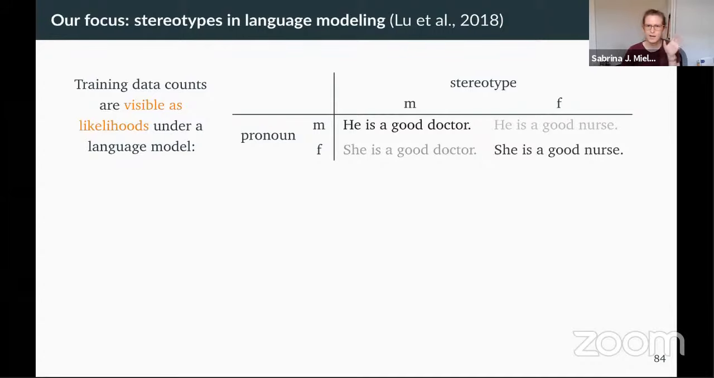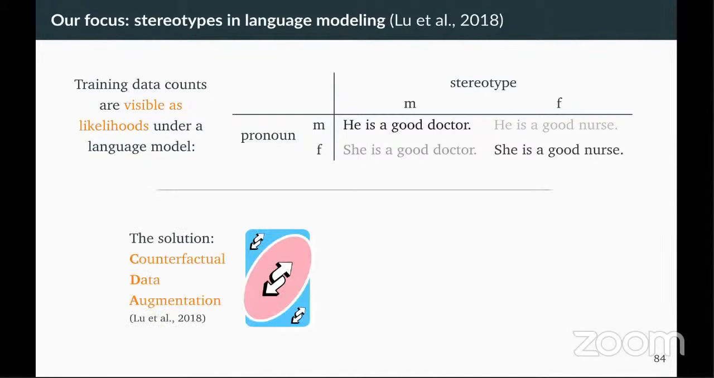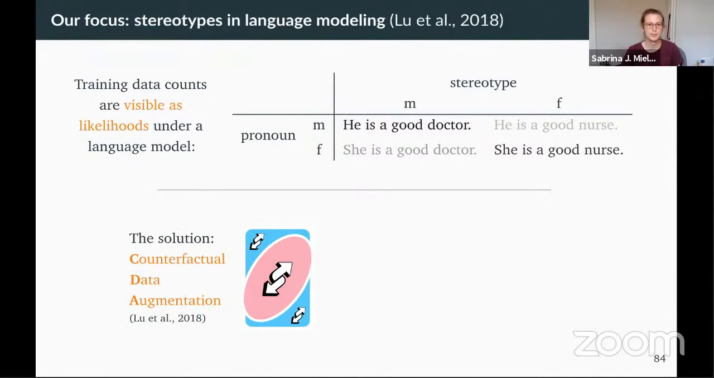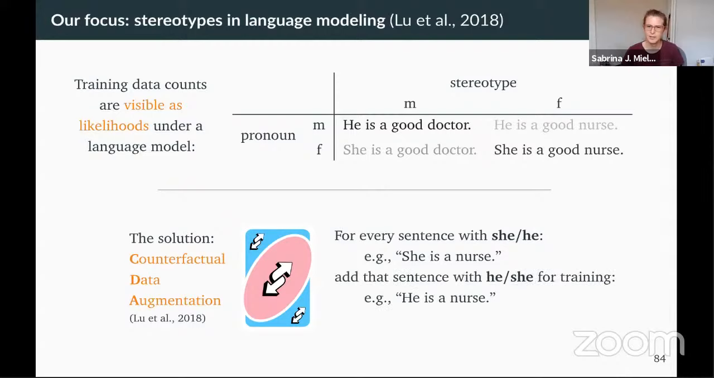So they're saying we have basically this matrix of sentences that could exist. We have male and female pronoun, and we have this stereotype expression doctor, stereotype expression nurse. And so the training counts reappear as likelihoods under a language model. That makes sense, right? If I train a language model on my text, it should assign higher probability to "he is a good doctor" and "she is a good nurse." The solution then that Lu et al. propose is what they call counterfactual data augmentation, which really just means for every sentence with "she" or "he" in it, we add the same sentence flipping that pronoun. And now we should get a balanced model.